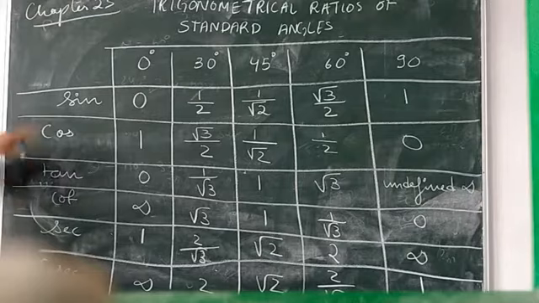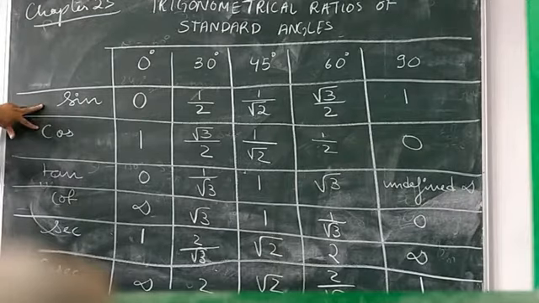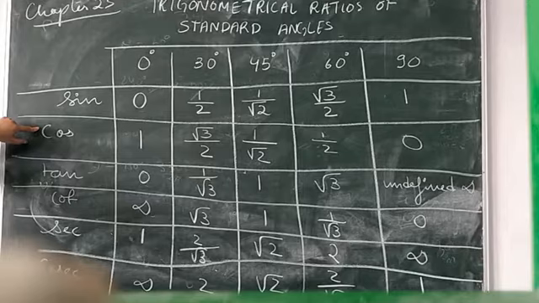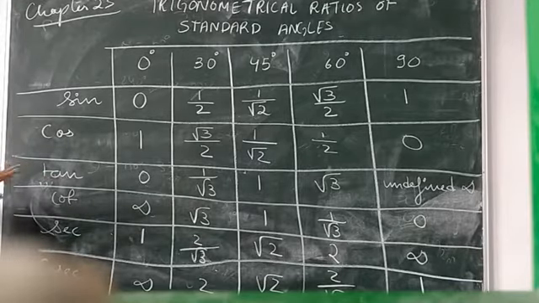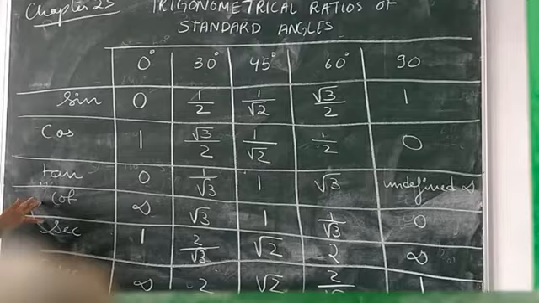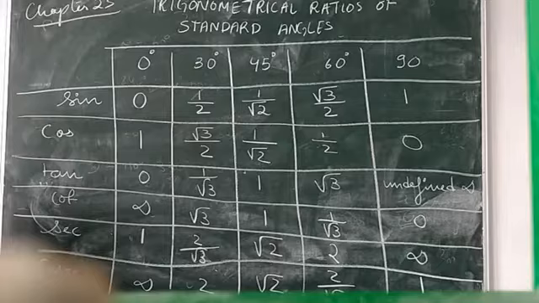Just the reciprocal. So if you know about sine, just reverse it. The same values will be for cos, but in the reverse way. Tan, if you know for tan, you surely know for cot, because you just have to reverse the value. And if you know for sec, you'll surely know for cosec, because you just have to reverse the value.